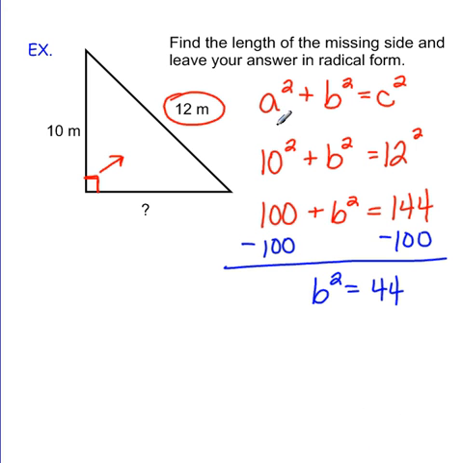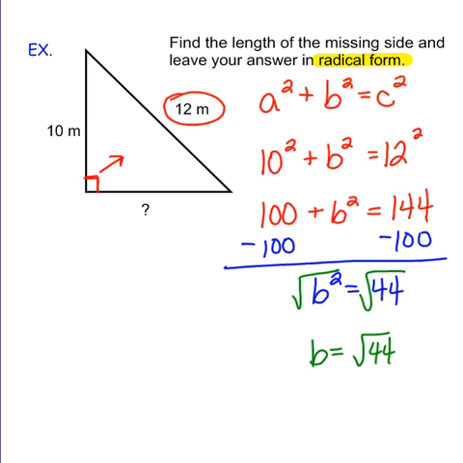Last and final step is to actually find out what b is, not b squared. We want to know what b is. So take the square root of both sides. So I've got b equals the square root of 44. Now let's check our directions. Find the length of the missing side and leave your answer in radical form. Simplest radical form that I might add.